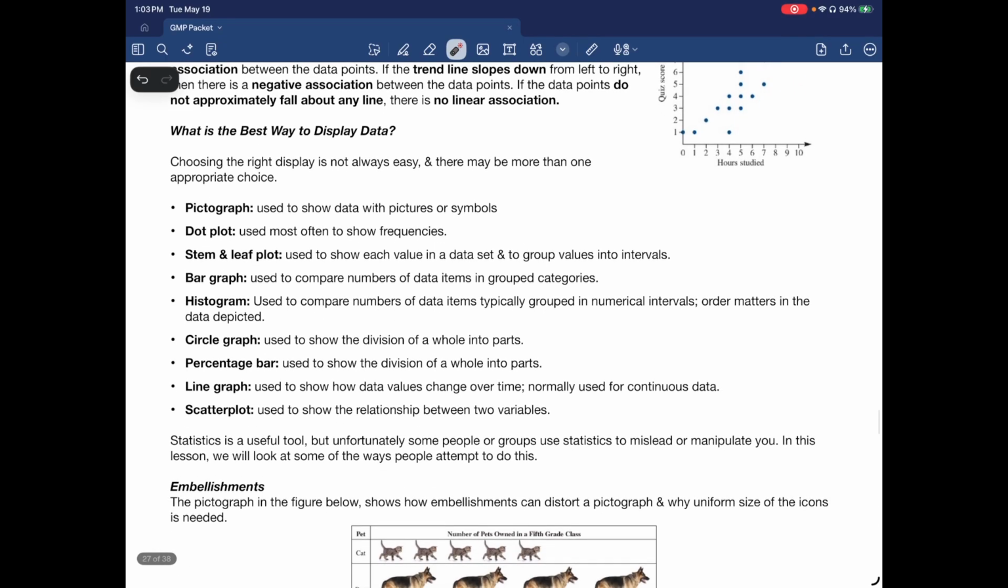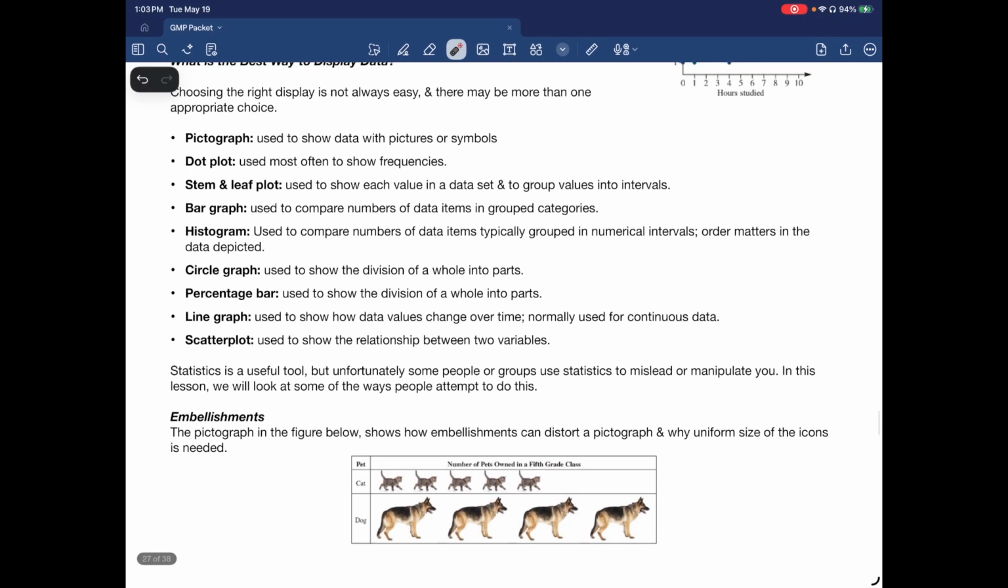Okay, so with all these different types of graphs, when do you use what? All right, so choosing the right display is not always easy. There may be more than one appropriate choice. So it really depends on what you're trying to convey. All right, so for a pictograph, you might want to use it if you're using pictures or symbols. A dot plot is used most often to show frequencies. Stem and leaf plot is used to show each value in a data set to group values in intervals.